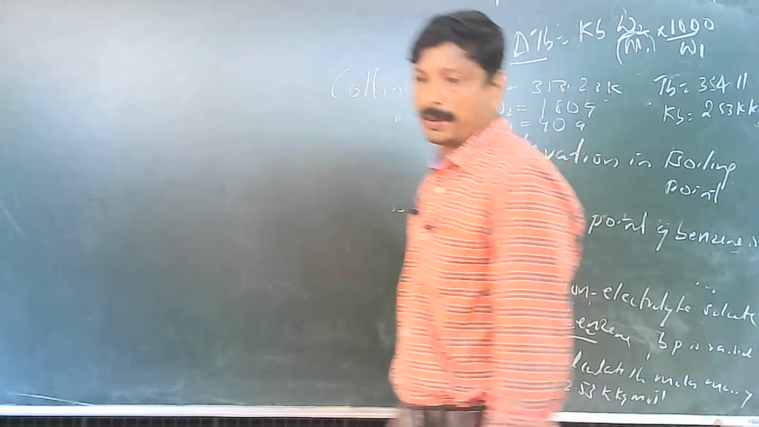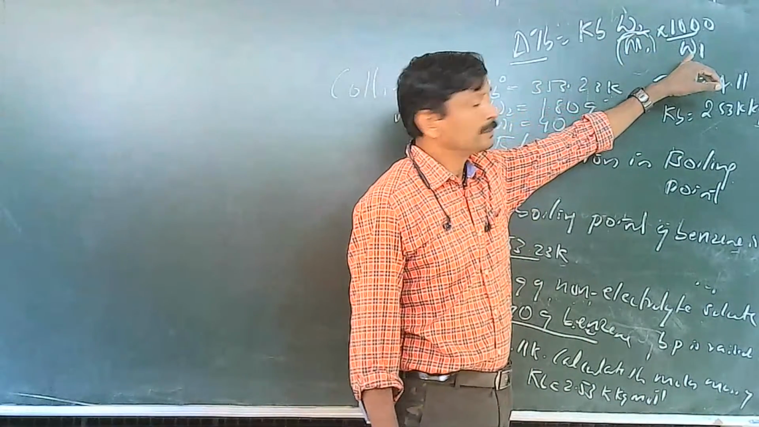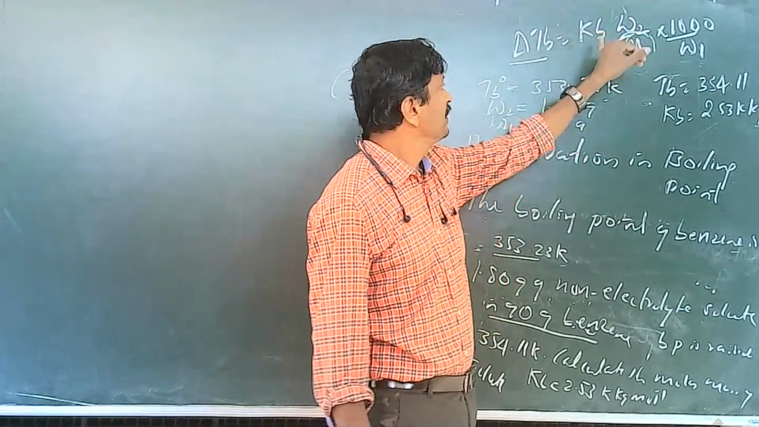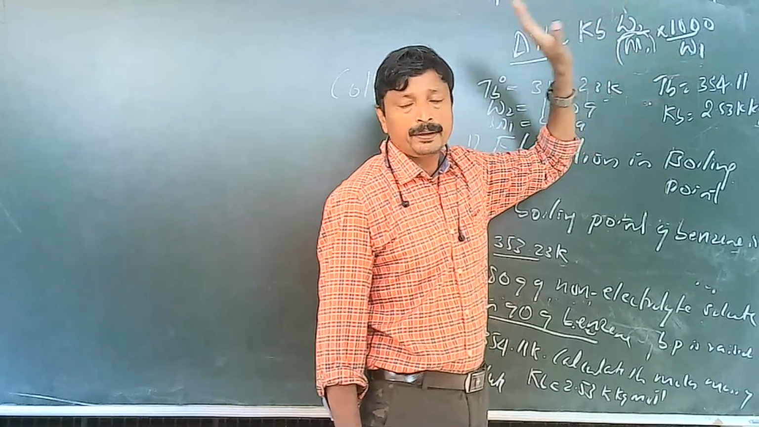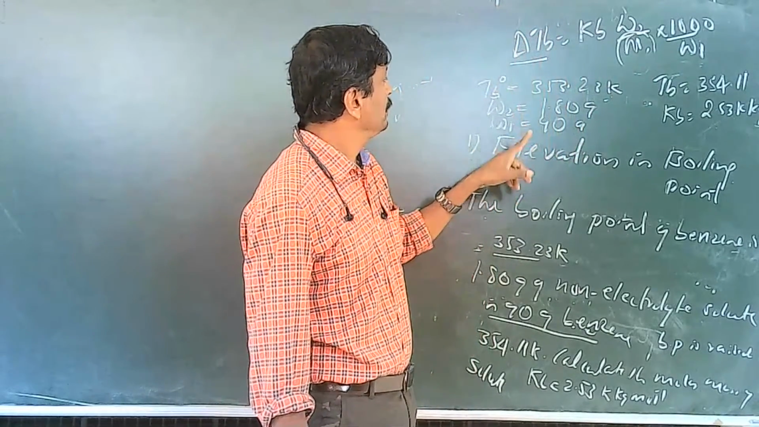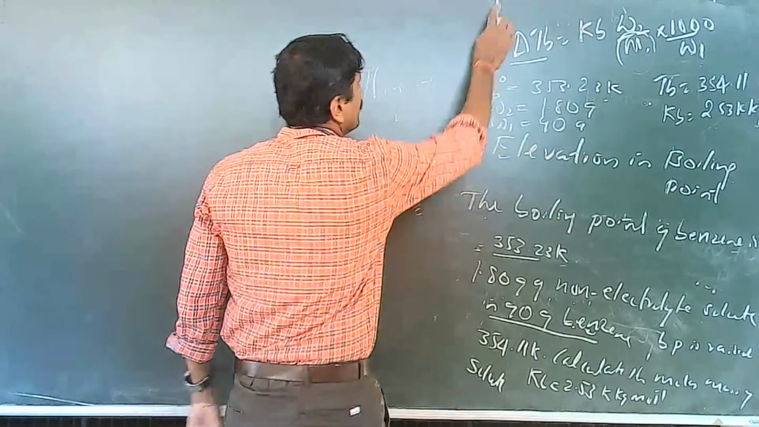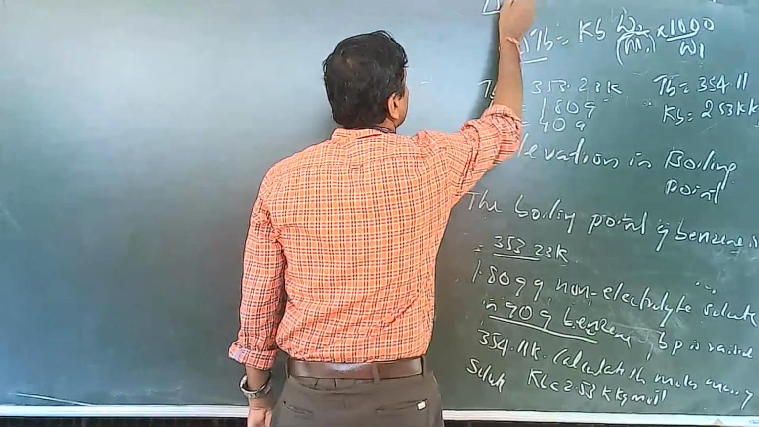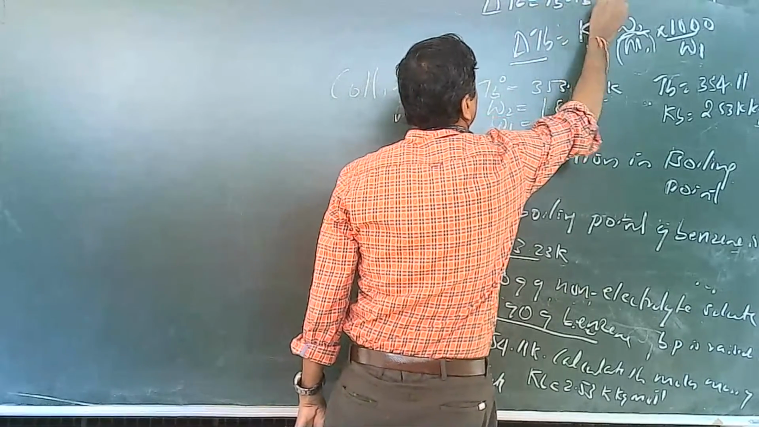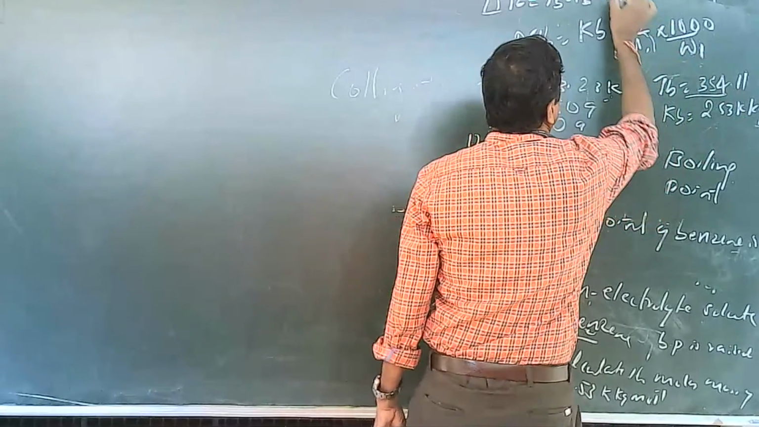So, see what quantities are given. What are required? W1, W2, delta Tb, Kb. And you have to calculate M2. Tb naught is given. Tb is given. Therefore, delta Tb is equal to Tb minus Tb naught. What is Tb? The boiling point of the solution.